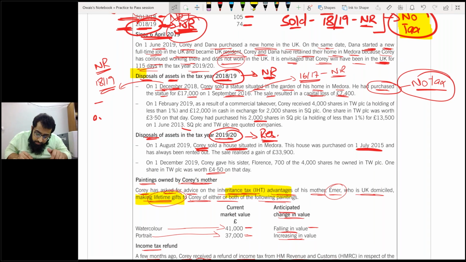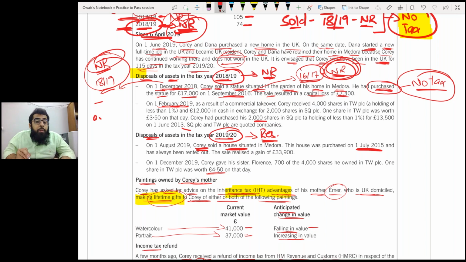Okay, on 1st December 2018, Corey sold a statue situated in the garden of his home, Medora. He purchased the statue on 1st September 2016. Both transactions were done while being non-resident, so there will be no tax on it. Let's look at the second one.